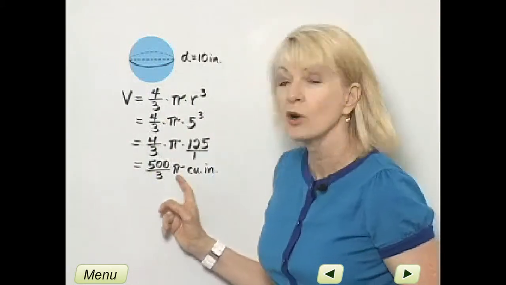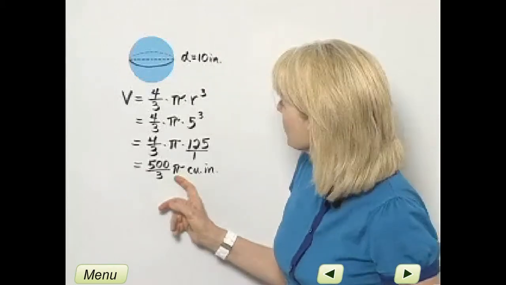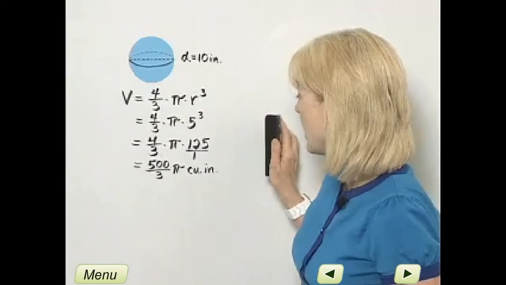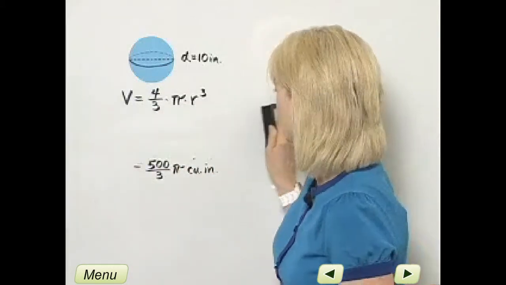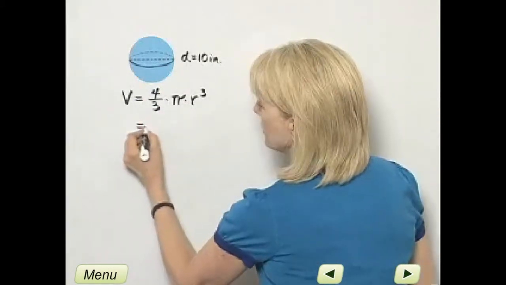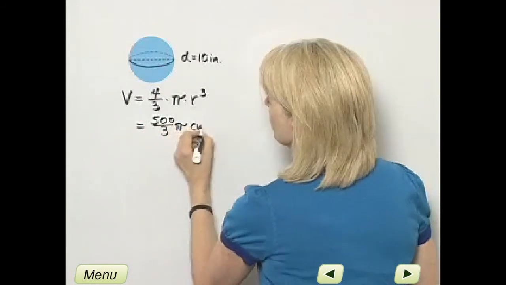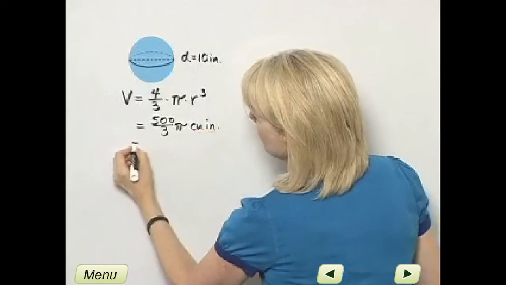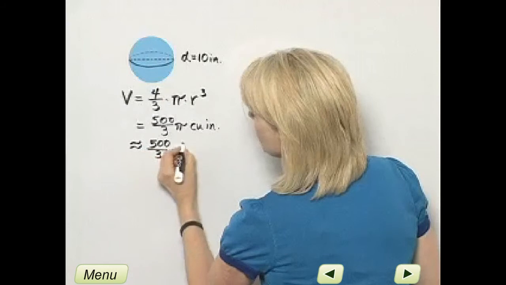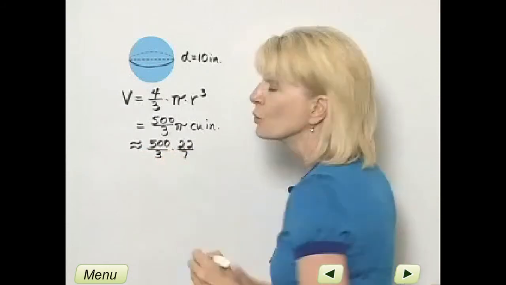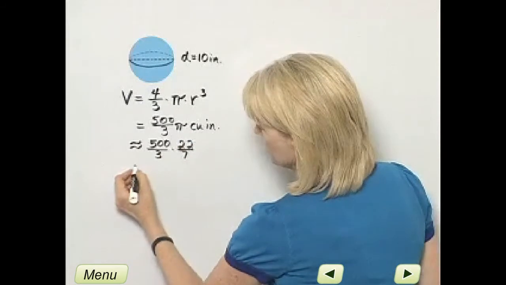Now I'm going to use the approximation 22/7 for pi and find an approximate volume. So let me go ahead and write this a little bit higher now. That is my exact volume. So it's 500/3 pi cubic inches. And now we are approximating, because instead of pi, I'll write 22/7, which is an approximation. This is still cubic inches, but let's continue with this.